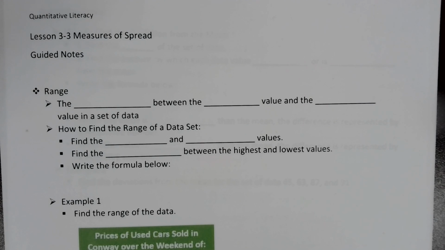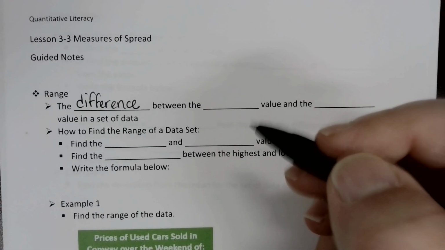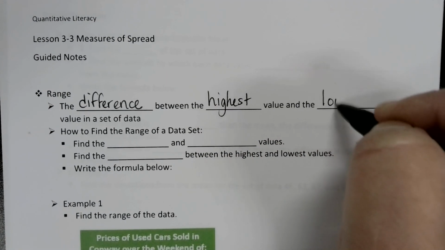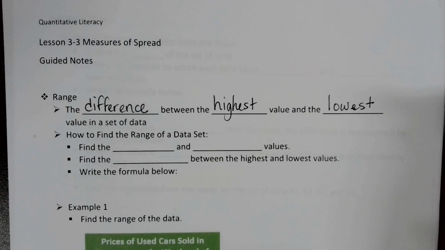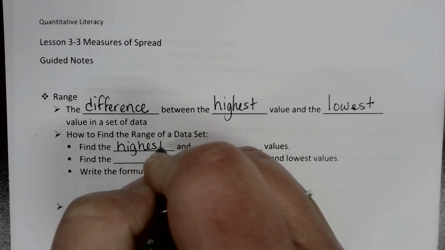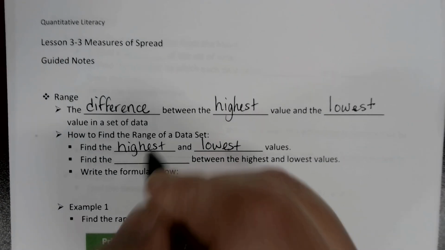Now, the first measure of spread is the range, and it's pretty simple. It's just the difference. So subtraction, it's just the difference between the highest value and the lowest value in the set. So how do we find the range? We find the highest and lowest values, and we subtract them. We find the difference.